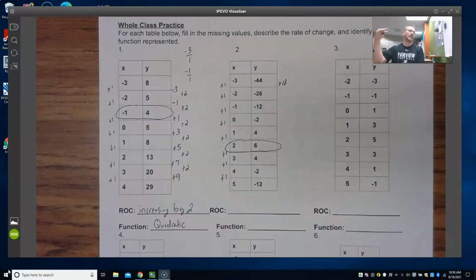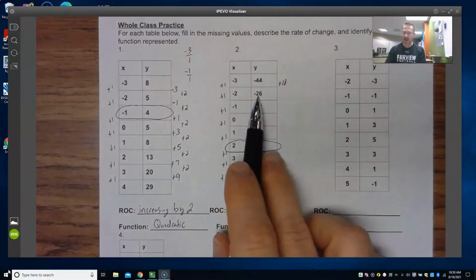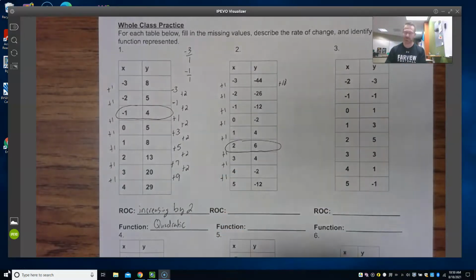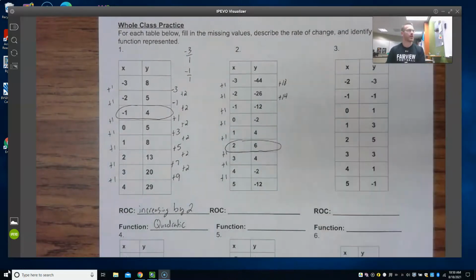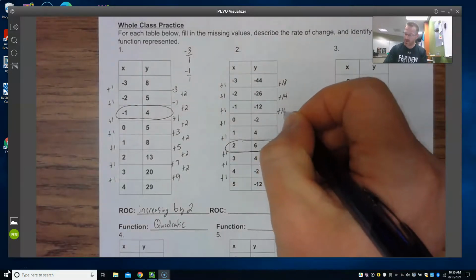So think about floors in an elevator, right? The negative 44 floor would be way down low, right? So if I get to the negative 26 floor, the negative 12 floor, negative 2 floor, and then the 4th floor, right? So I'd be going up that elevator. All right, so when I go from negative 26 to negative 12, I go up 14. When I go from negative 12 to negative 2, I go up 10.